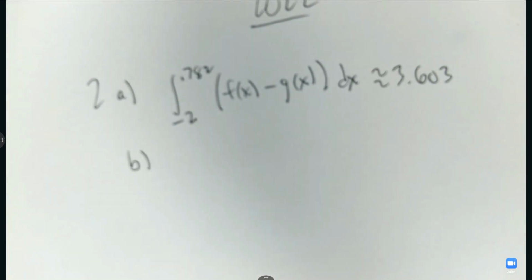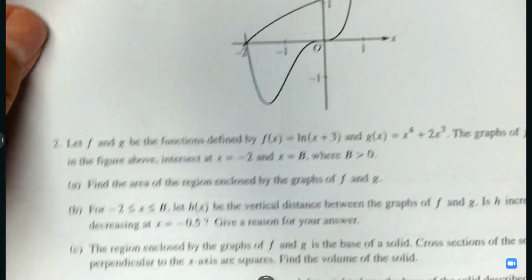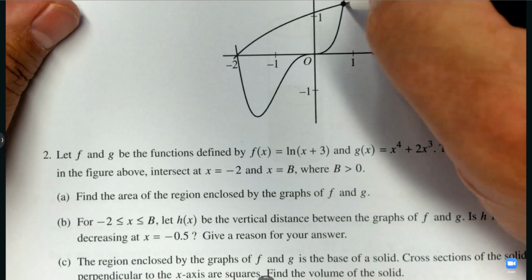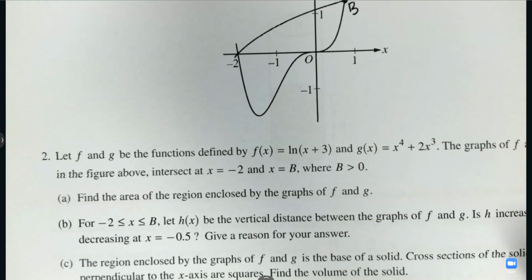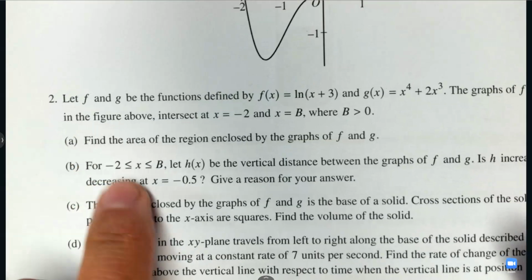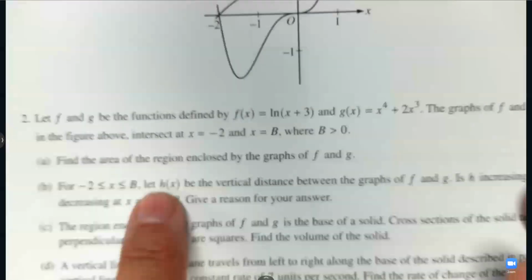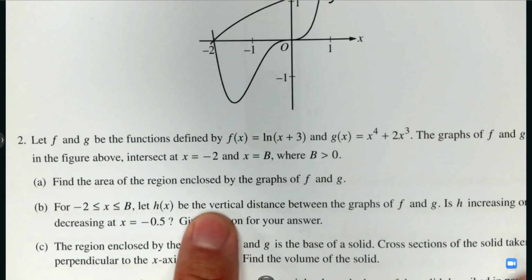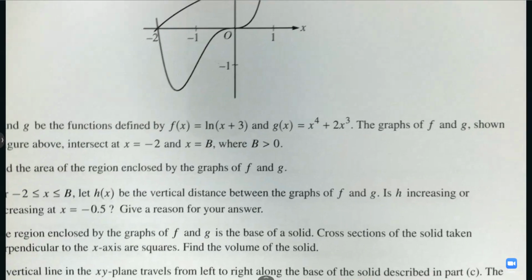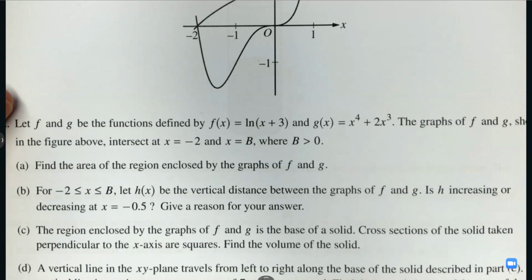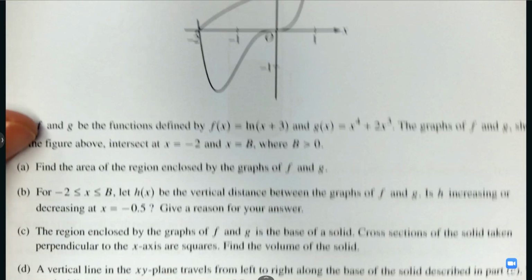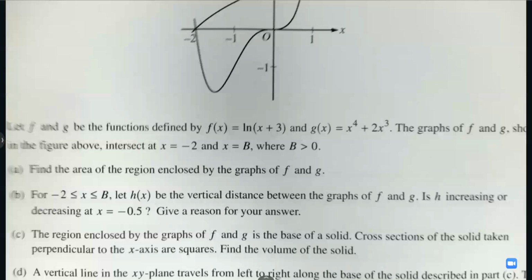From negative 2 to B, so that's what this is right here. That's B. So we found that already, that decimal out. From negative 2 to B, let h at x be the vertical distance between the graphs of f and g. Is h increasing or decreasing at negative 0.5?